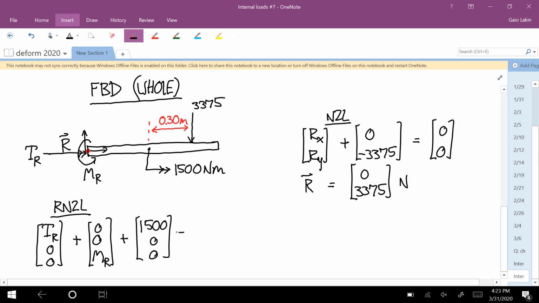So that's going to be 0, 0. And then for z, we have a moment arm of 0.45 plus 0.3, so 0.75 times 3375. We have to think about the sign. That would make it rotate clockwise, so this is going to be negative. And all these moments add up to 0.